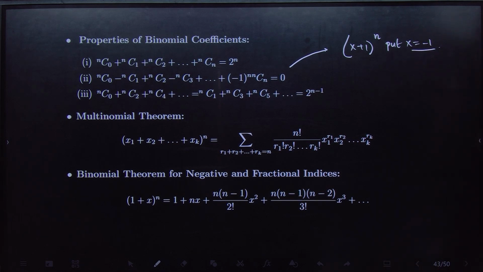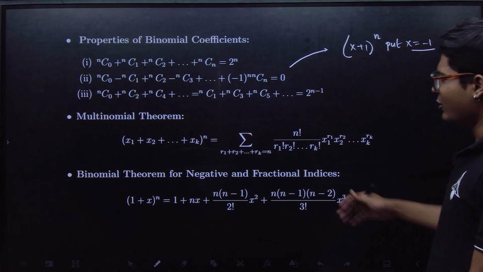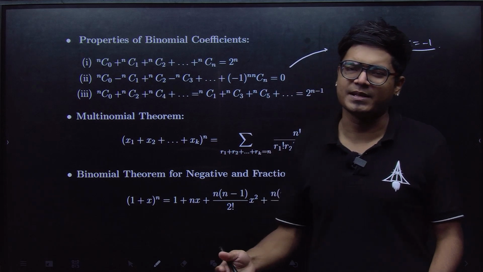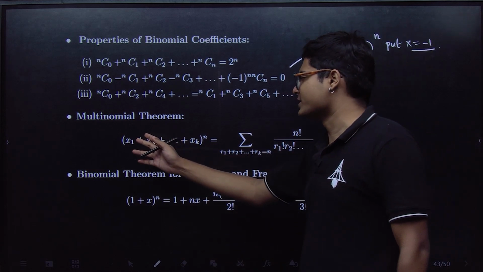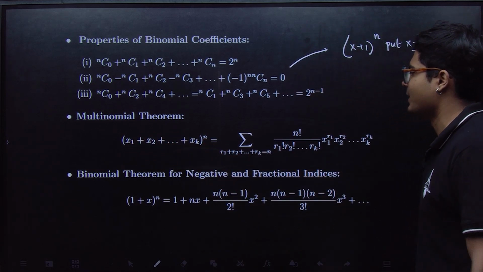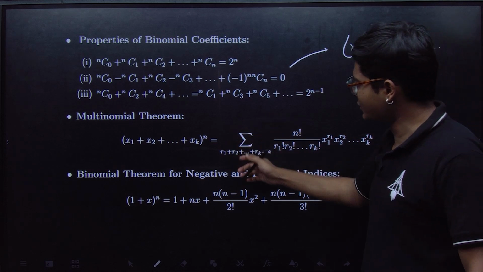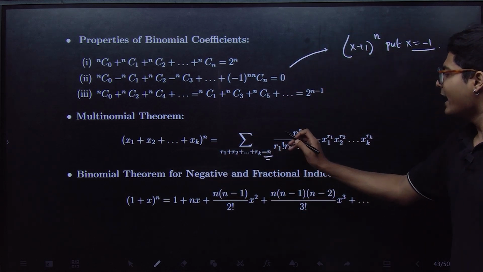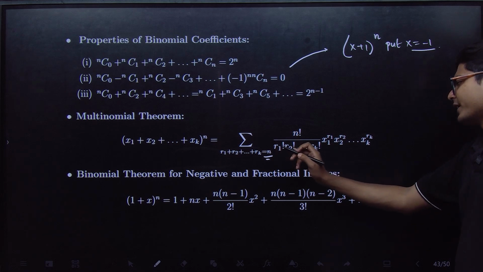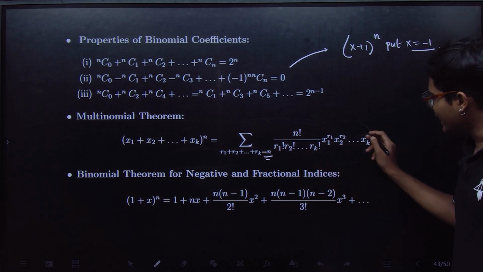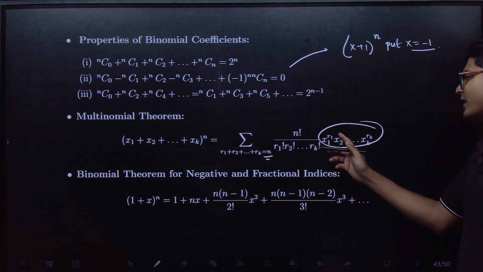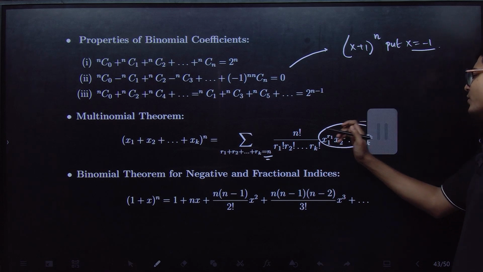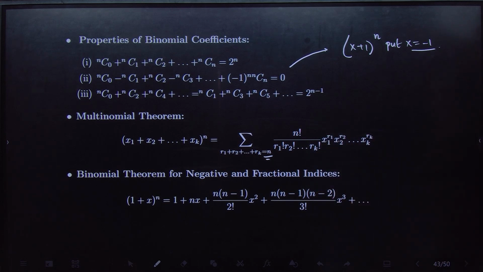Coming to multinomial theorem, when binomial we only had two terms, x plus a or x plus y, something like that. But if you have more than two terms, if you have x1 plus x2 all the way till xk whole to the power n, then that turns out to be summation over all k tuples r1 till rk which add up to n, of n factorial by r1 factorial, r2 factorial all the way till rk factorial times the respective powers, x1 to the power r1, x2 to the power r2 and so on all the way till xk to the power rk.